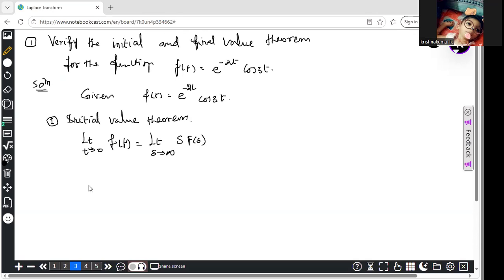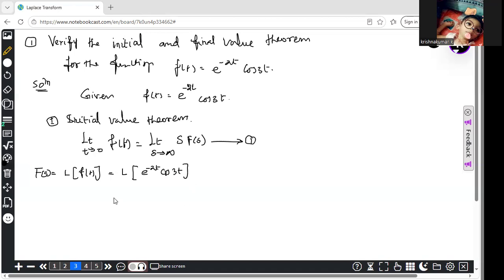So you just look at this expression. Here we need to know this f of s also. F of s is nothing but the Laplace transform of this given function f of t. Therefore first we find the Laplace transform of f of t. Take this as equation 1. In this equation 1 we have this f of s. So f of s is nothing but the Laplace transform of f of t, which is e power minus 2t cos 3t.